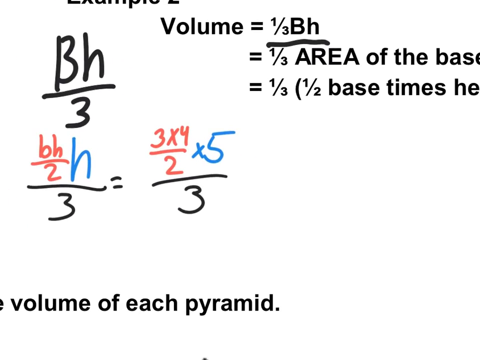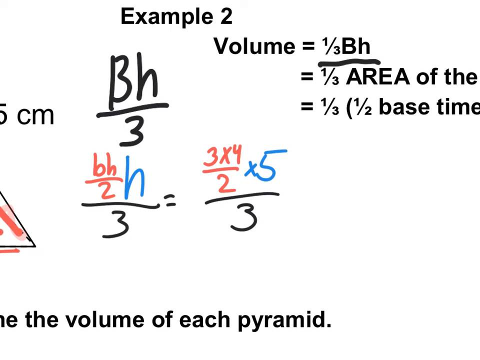So now I'm going to start taking care of my formula. Just a quick reminder, this part right here, this is big B, area of the base. This right here is the height of the figure. And then the 3 on the bottom is just a divide by 3 because it's a pyramid. So I'm going to keep working it out now.